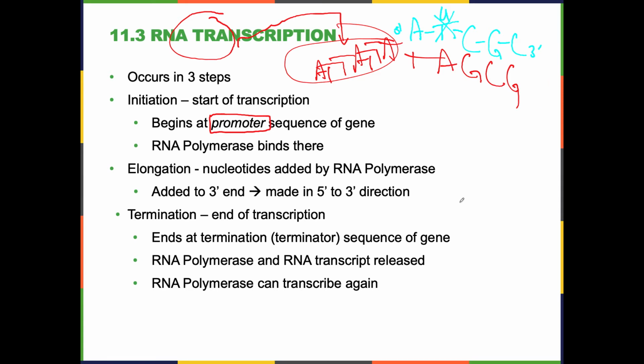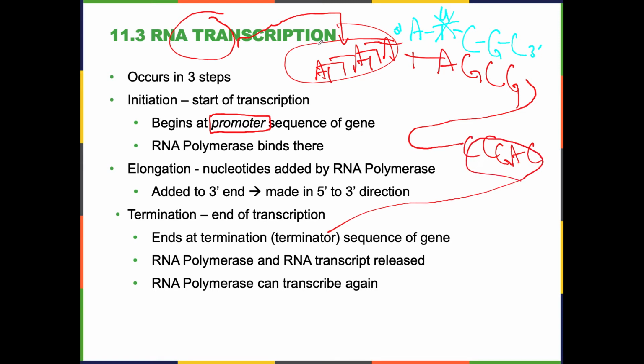And then that's going to go along until it hits ultimately, let's go back to red. All right, because I'm running out of space. That's going to go until it hits our terminator sequence, right? So that's our terminator. And then the polymerase hits this like, oh, that's our terminator. It's going to fall off. And then the RNA polymerase gets released. It's an enzyme. It can do this whole thing again, right?